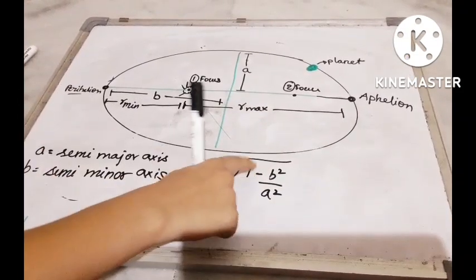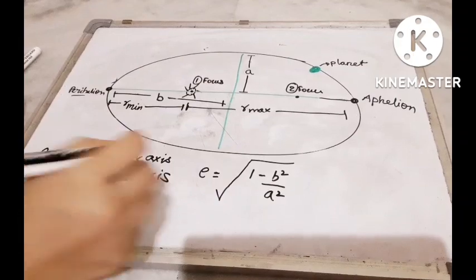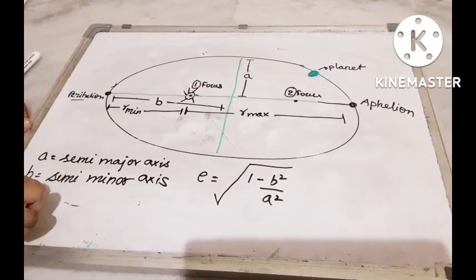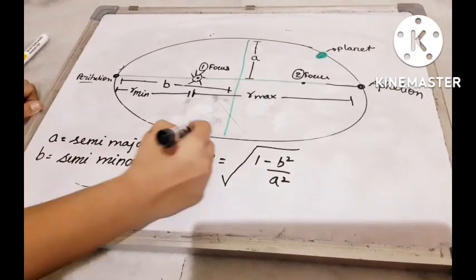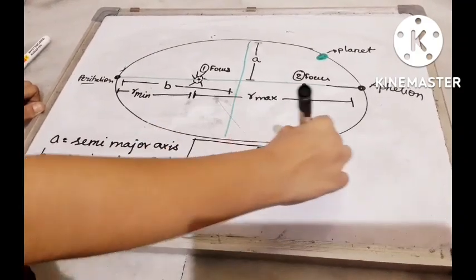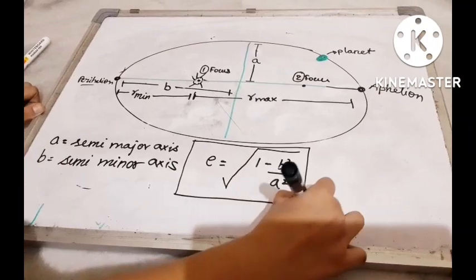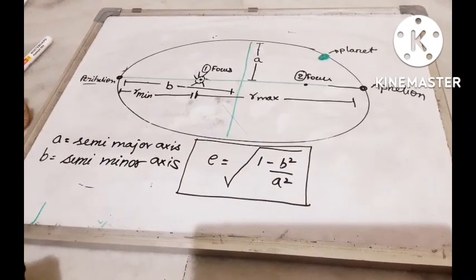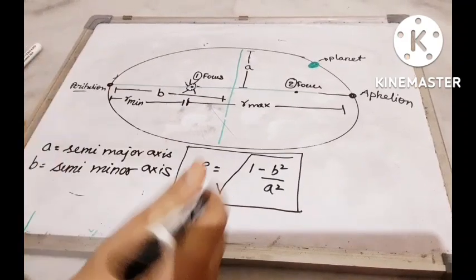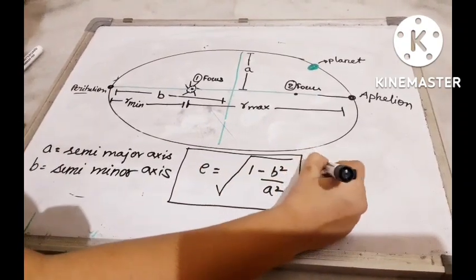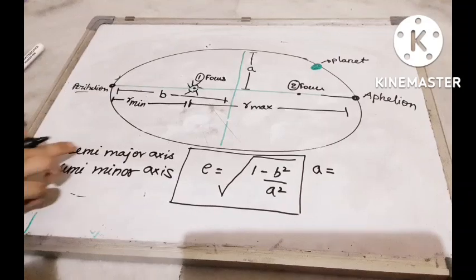So E is equal to root of 1 minus b square upon a square, where b is the semi-minor axis and a is the semi-major axis. This is the formula you need to remember for calculating eccentricity. And one more thing, as I said, this is the R max and this is the R min. So if you calculate A, what was A? A was the semi-major axis.